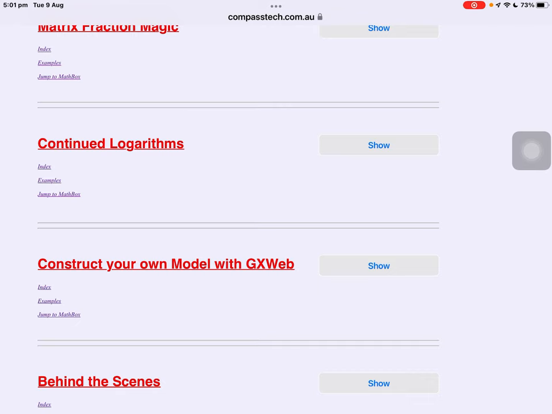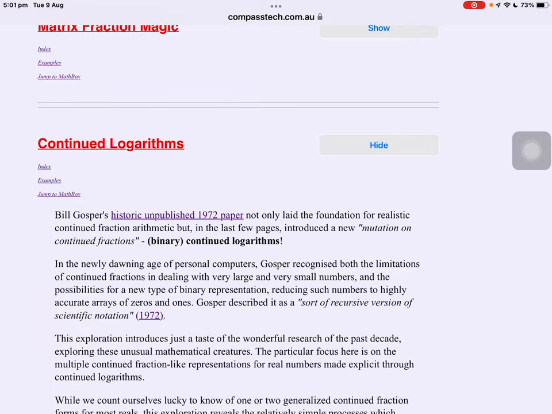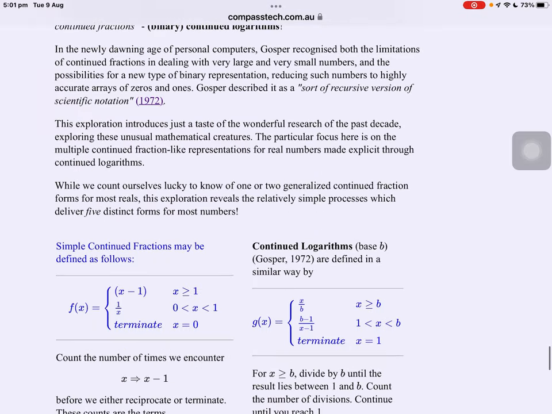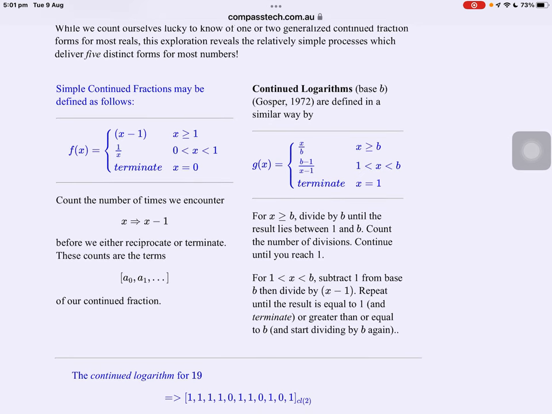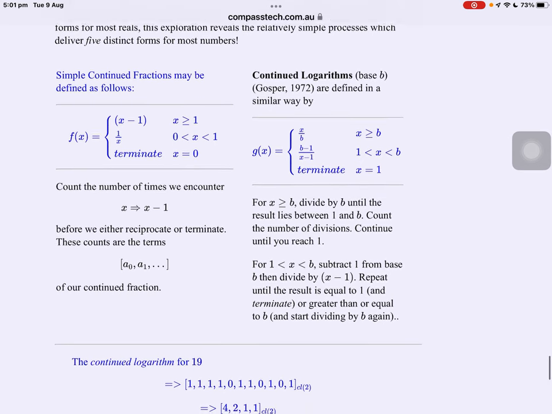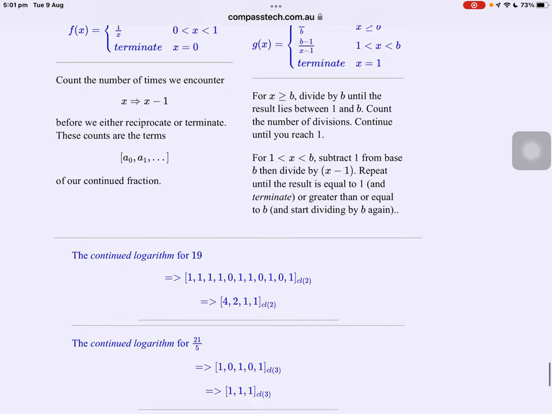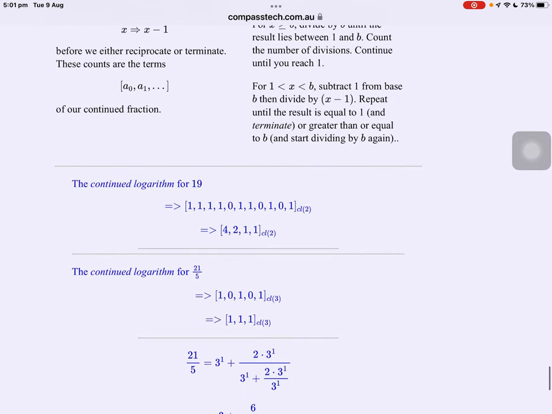I'll point out the page which is linked from the video. It also includes reference to Gosper's other creation from the same unpublished paper, continued logarithms. And these I've explored elsewhere on YouTube.